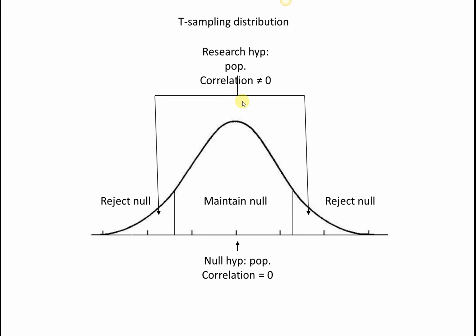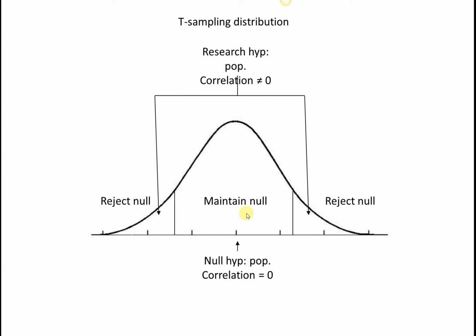And this is actually referred to as a sampling distribution. This is the sampling distribution of T. What we're doing is looking to see where our data falls in relation to the null hypothesis. So if the correlation that we observe, computed from our data, puts us in the upper tail or the lower tail of this distribution, and we're assuming the population correlation is not equal to 0, which is our research hypothesis, then we would conclude that we can reject the null hypothesis, and we would infer that the population correlation is not equal to 0.